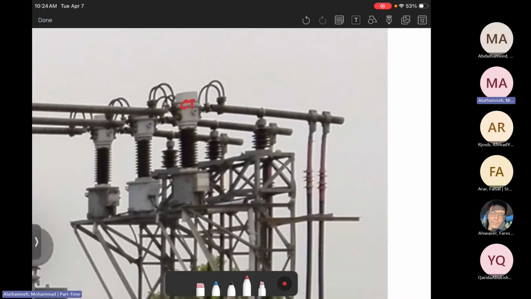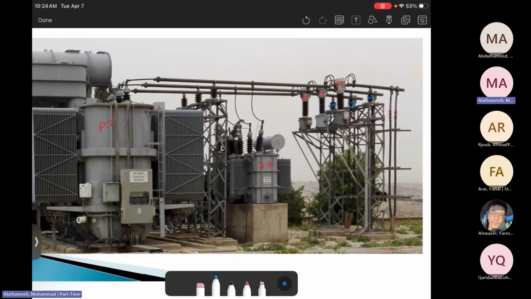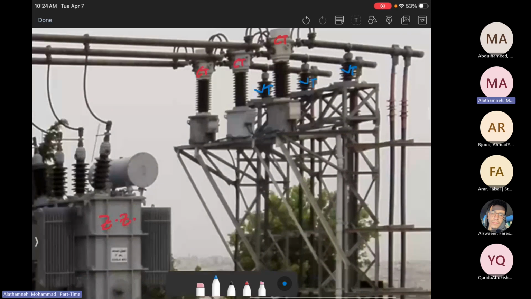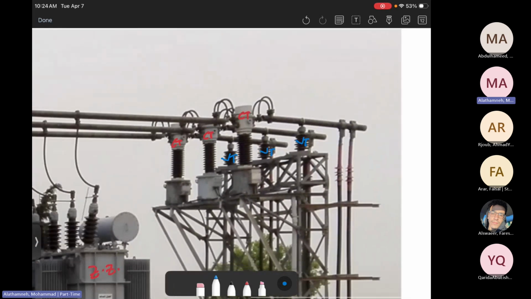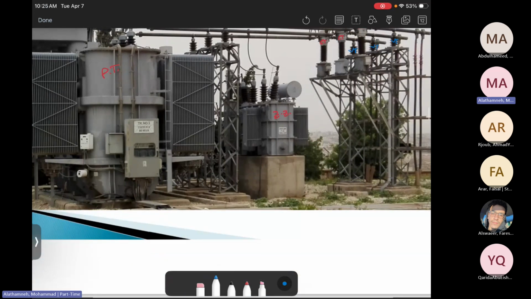Okay, how about this one? This is a CT for each phase. CT, CT. How about this one? VT, VT, VT. So from this picture, you should be able to distinguish that there are four types of transformers. The first one is the power transformer. The second one is the zigzag. The third one is the current transformer. And the fourth one is the voltage transformer. You need to make sure to distinguish where the VT, the CT, the zigzag, and the power transformer are by looking at the picture.